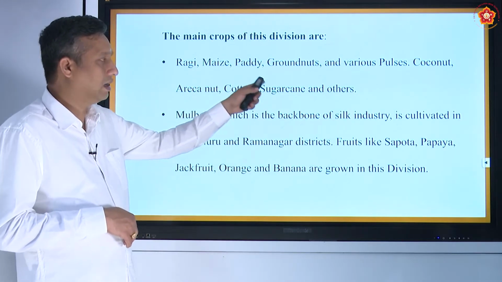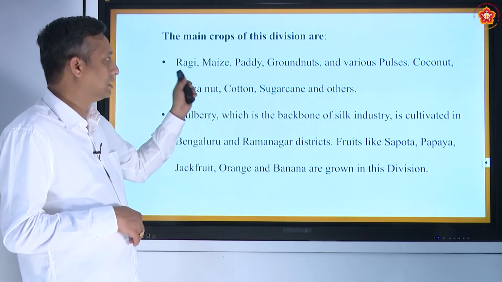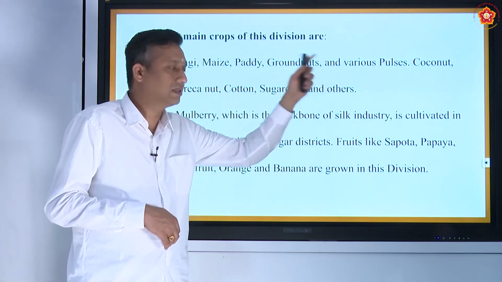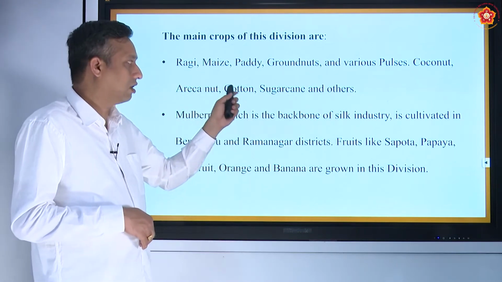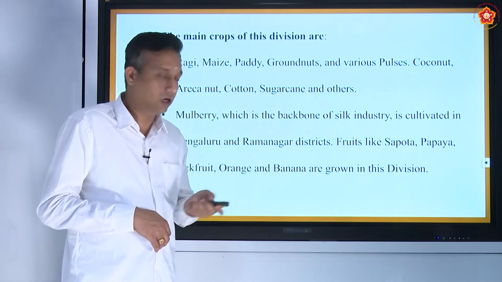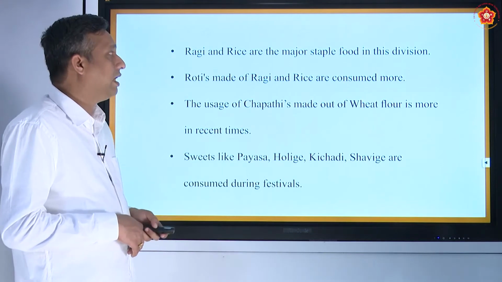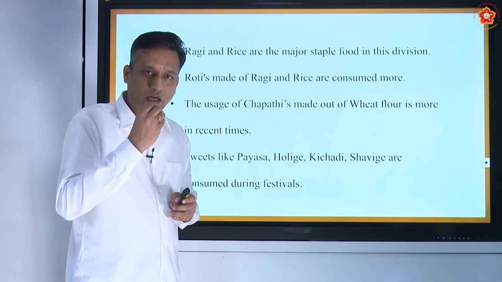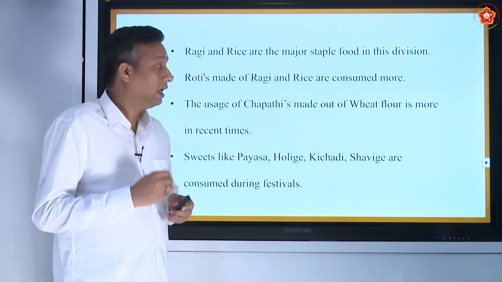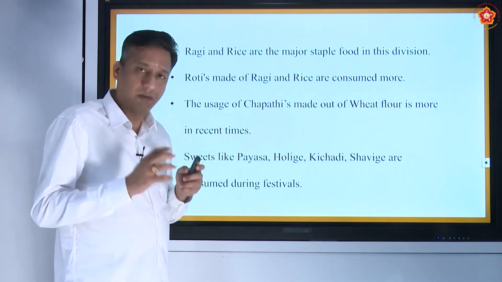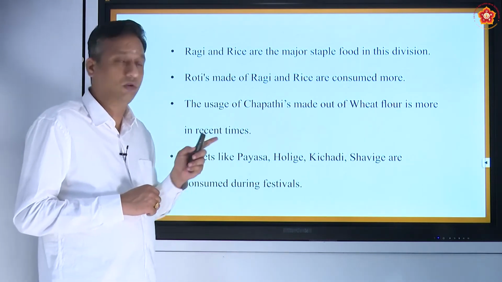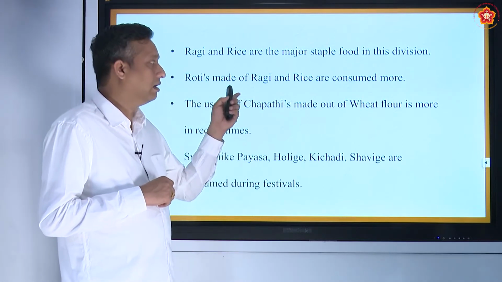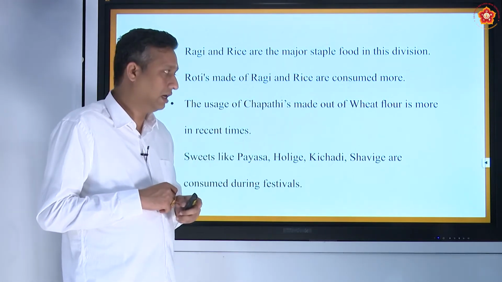These are the different agricultural products: ragi, maize, paddy, groundnut, pulses, coconut, arecanut, cotton and sugarcane. Ragi and rice are the major staple food in this division. Staple food means what we use for our daily consumption. So that is ragi ball and rice. These are the two main staple crops. Ragi roti and rice are consumed in this division.